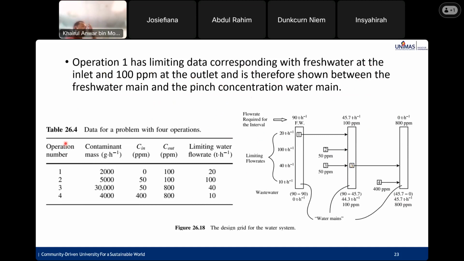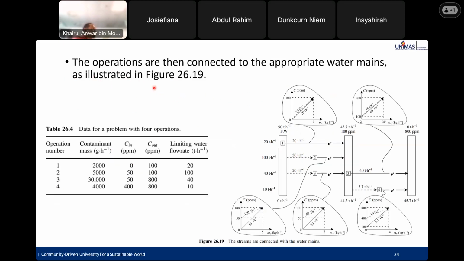So table 26.4 has data for a problem with 4 operations. Operation number 1, 2, 3, 4. Okay, focus on the first operation. The inlet is freshwater, so 0, then 100 ppm at the outlet. It is shown between the freshwater main and the pinch concentration water main. This one. The operations are then connected to the appropriate water main as illustrated in figure 26.19.